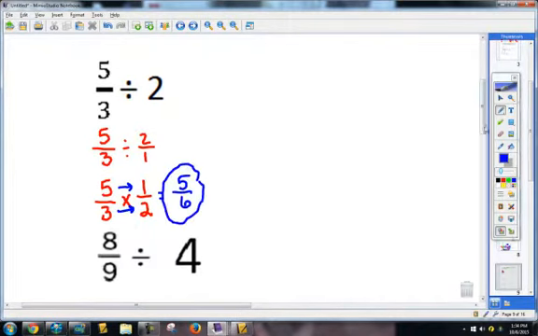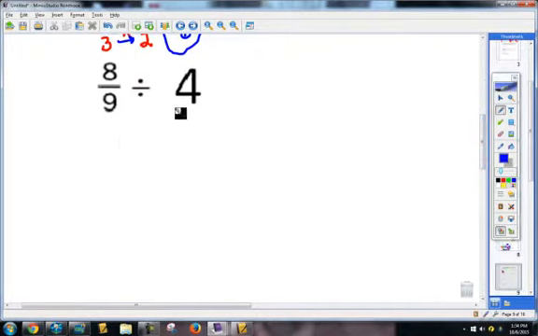Okay? So that's that. Let's go to this one. Okay, the first step is to put them into fraction form. So I'm going to leave it as a division problem. I'm not doing any math. I'm just simply putting them into fraction form. All whole numbers have a 1 like that. Now I'm ready to do the algorithm.